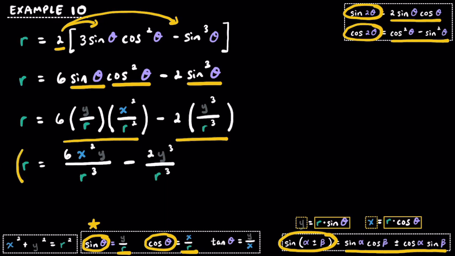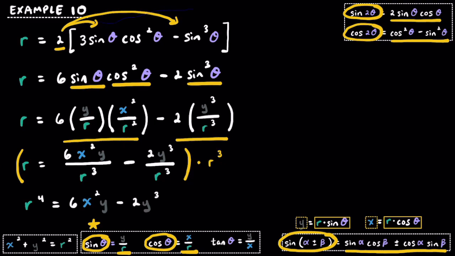To get rid of the fractions, we can now just multiply both sides of the equation by r to the third power, r cubed. And if we do so, then on the left side, we'll be left with r to the fourth power. And that's going to be equal to, well, all the r cubes in the denominator are going to cross cancel. So we'll just have 6x squared times y, and then we'll do minus 2 times y cubed.